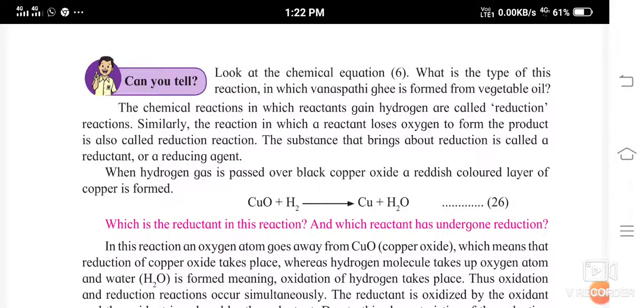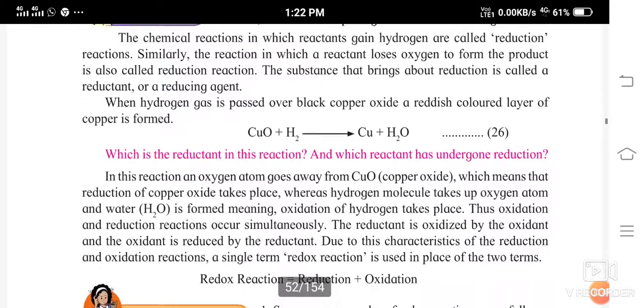Students, in the last video, I taught you about oxidation and reduction reactions. But in some reactions, or in some equations, you will find that in one reactant oxidation has taken place, and in another reactant reduction has taken place. The reaction in which both reduction as well as oxidation take place, we call a redox reaction.